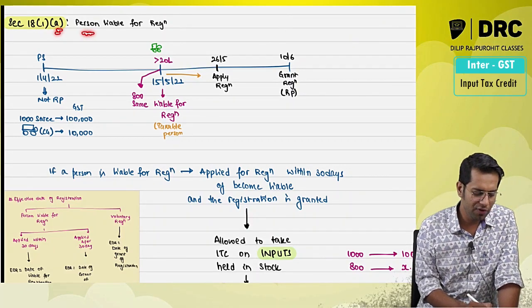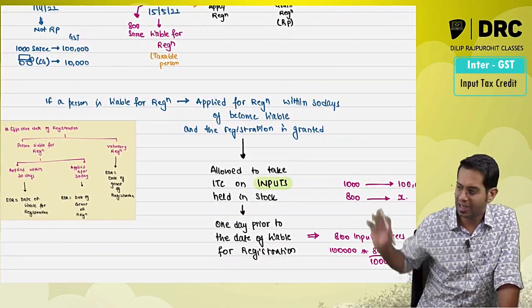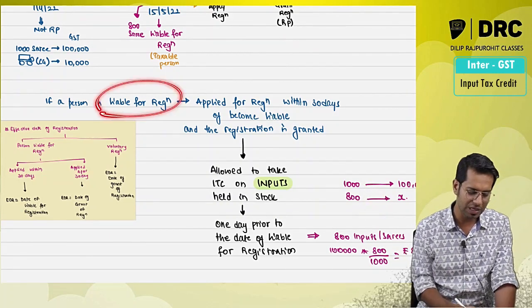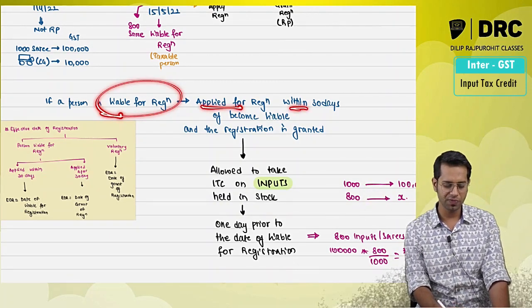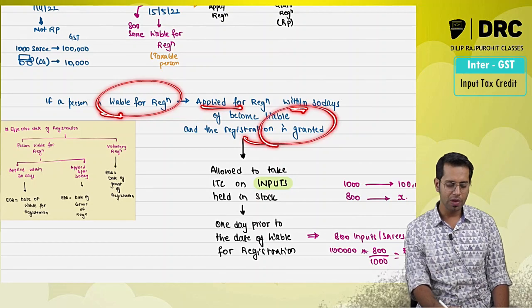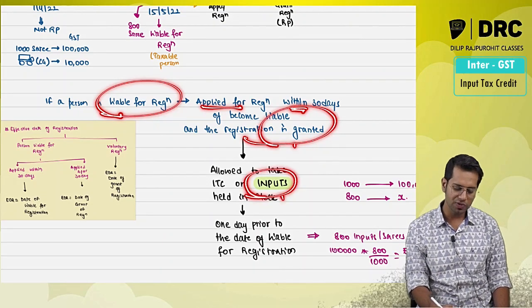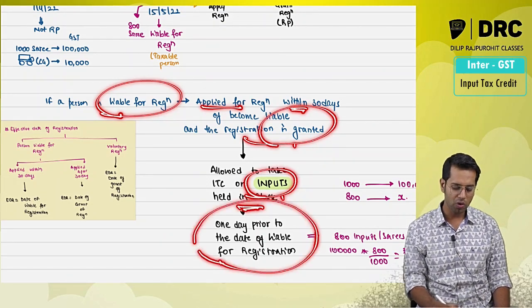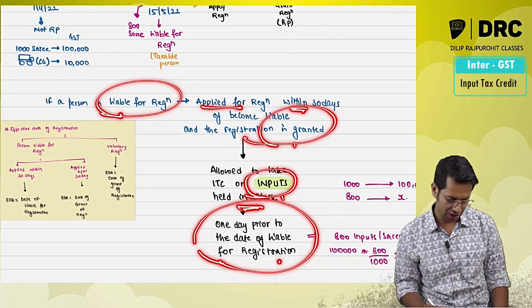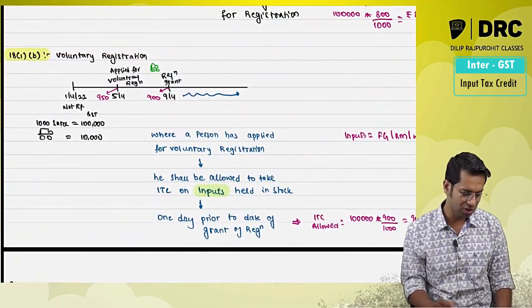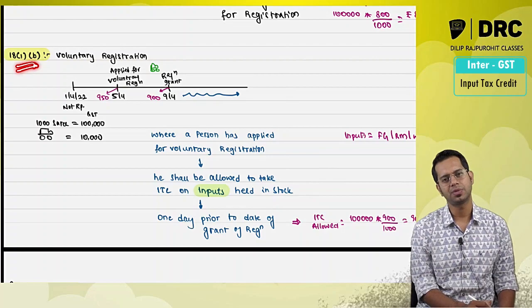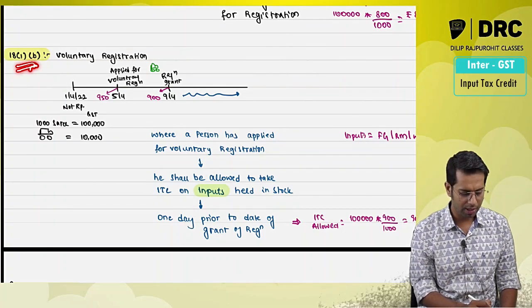Clause A says, if you are a person who is liable for registration, I'll directly discuss the provisions. If you are liable for registration and you apply for registration within 30 days of becoming liable, you will be allowed to take input tax credit on inputs held in stock 1 day prior to the date of becoming liable for registration. Section 18 subsection 1 clause B talks about what?